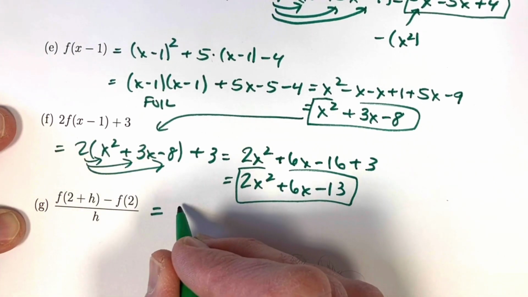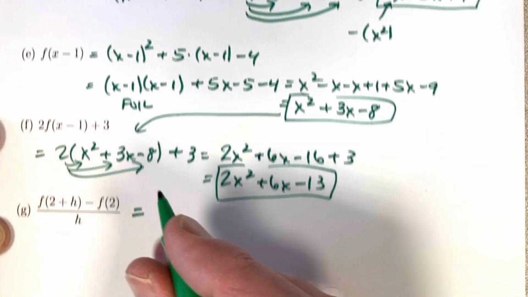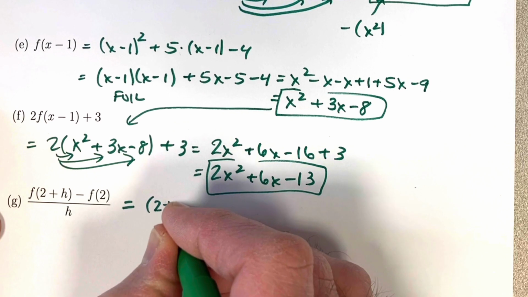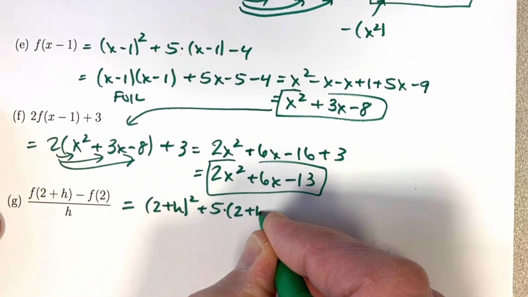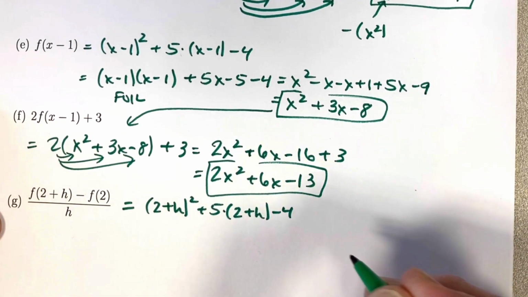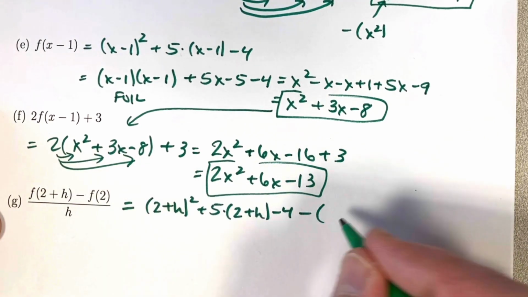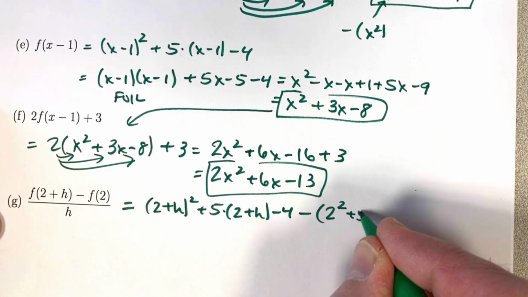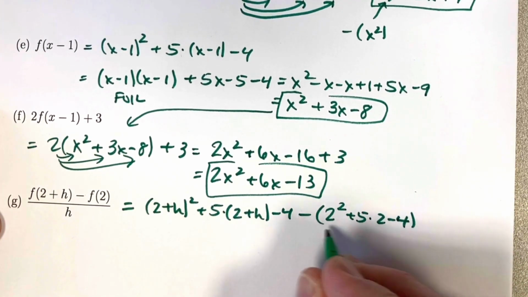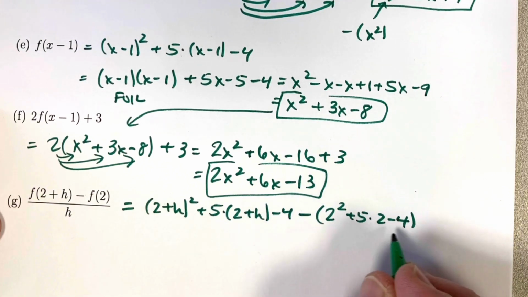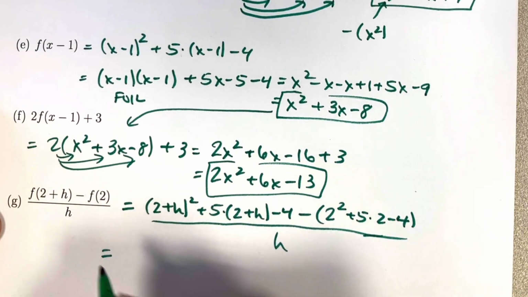F of 2 plus h. I need to go back up to the formula for f, and wherever I see an x, replace it with 2 plus h. So I get 2 plus h, quantity squared, plus 5 times the entire expression, 2 plus h, minus 4, using my formula for f of x and replacing x with 2 plus h. Then I need to subtract f of 2. 2 squared plus 5 times 2 minus 4. Make sure you use parentheses. That entire expression is f of 2, and that entire expression is being subtracted, like I have there. All divided by h. Go ahead and expand this.